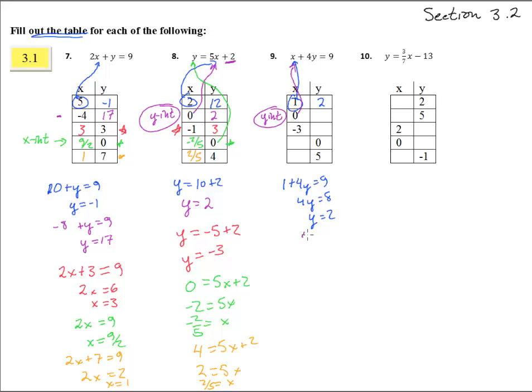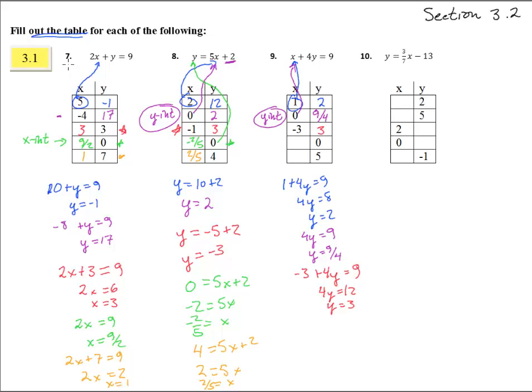And we get 4y equals 9. That gives us y equals 9/4. So the y-intercept is (0, 9/4). Now we're going to stick in -3 for x, and we get -3 plus 4y equals 9. Add 3, and we get 4y equals 12. Divide by 4, and we get y equals 3.